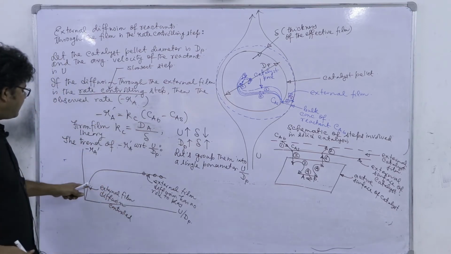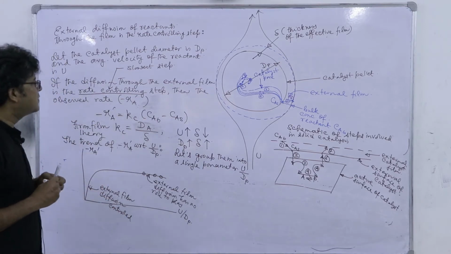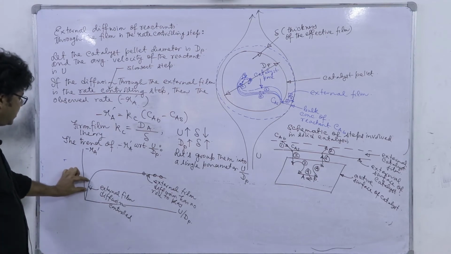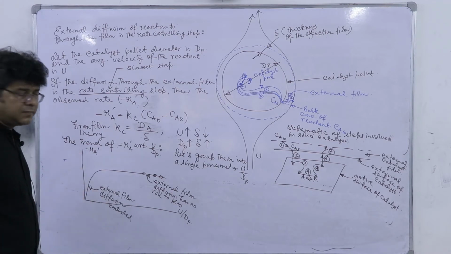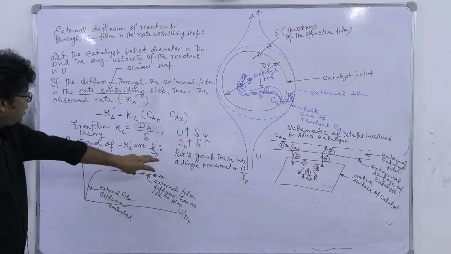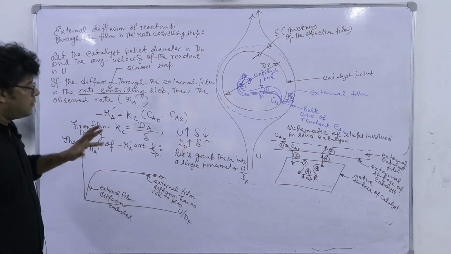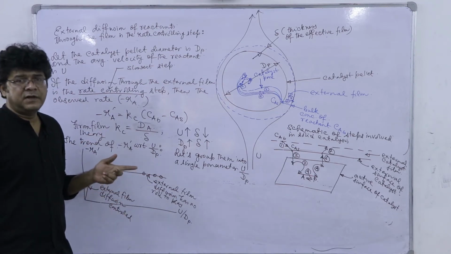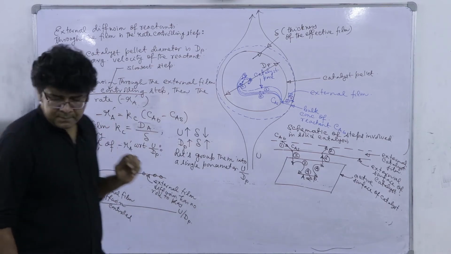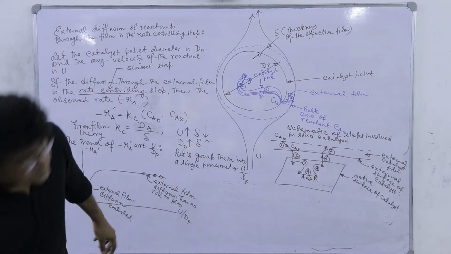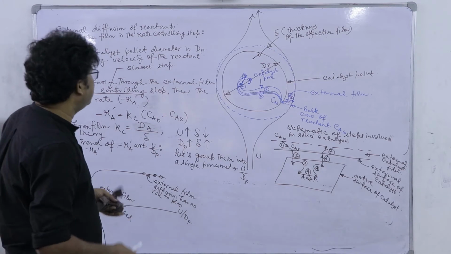So, if I have my data points for this system somewhere here, we can say that external film diffusion is a rate controlling step. However, if we find it here, we can infer that external film diffusion has got no role to play. So, that is all about this external film diffusion.